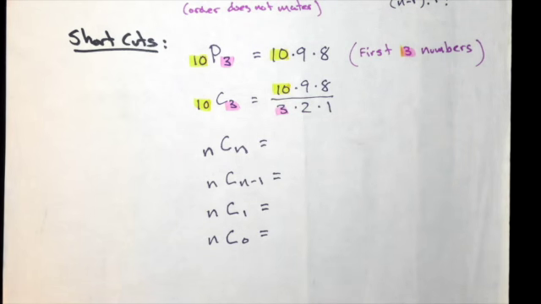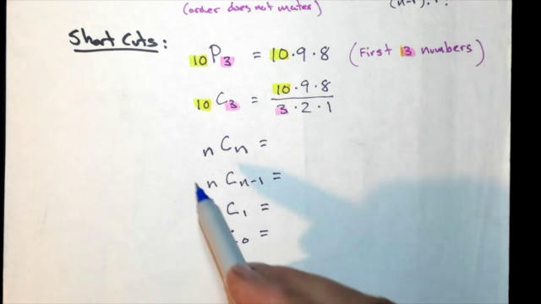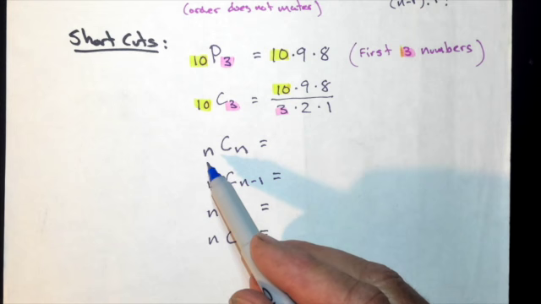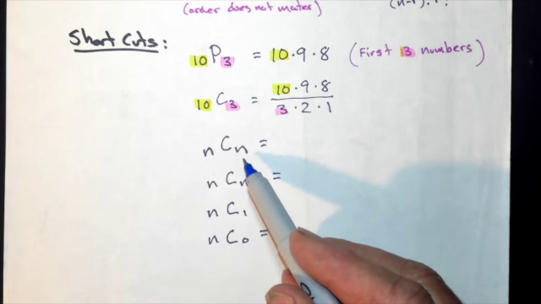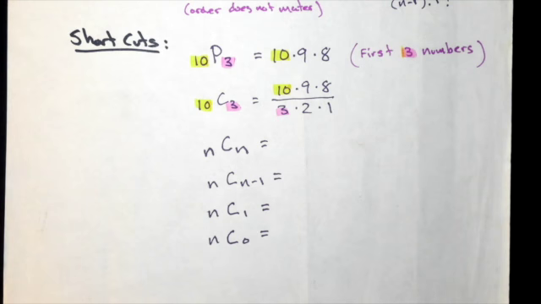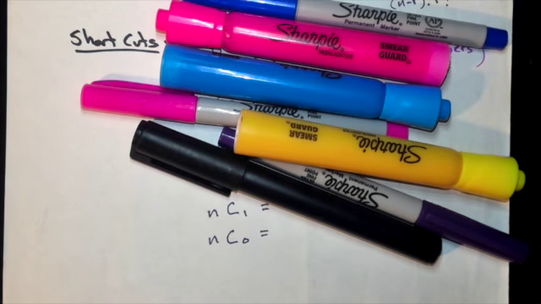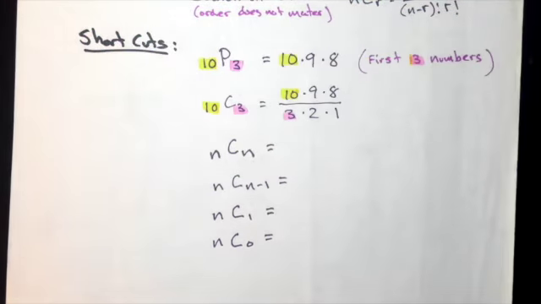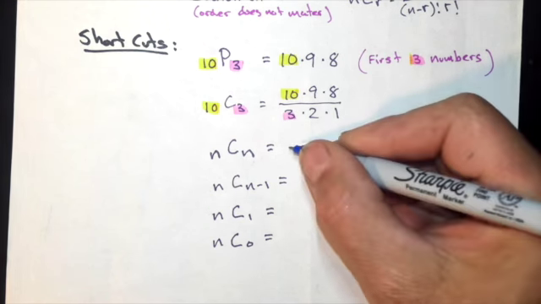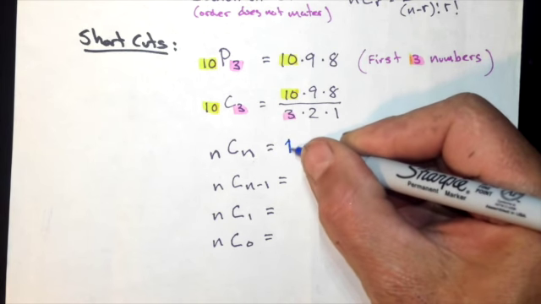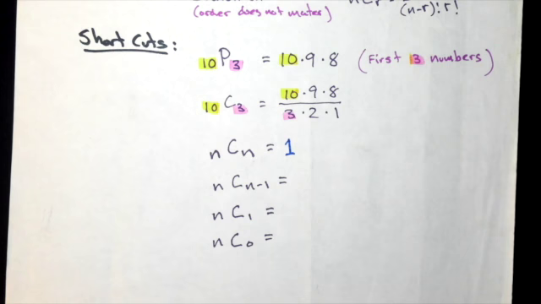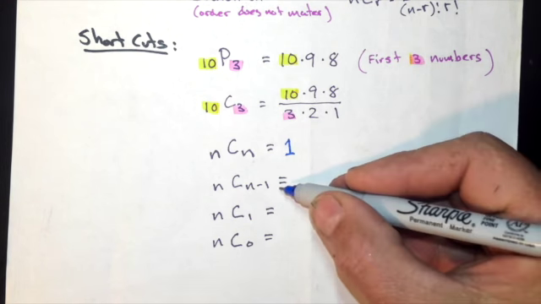Okay, here's another one. nCn. If I want to take n things and I want to choose all of them, let's suppose I've got all my pens, and I'm just going to choose them all. I don't care about what order, so there's just one way to do that. One way.